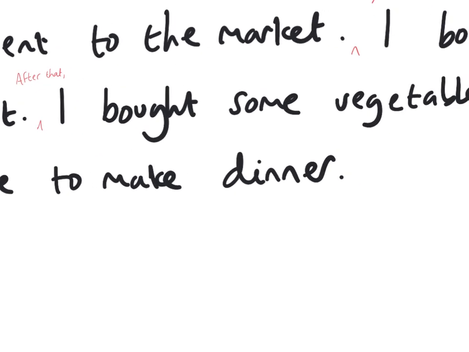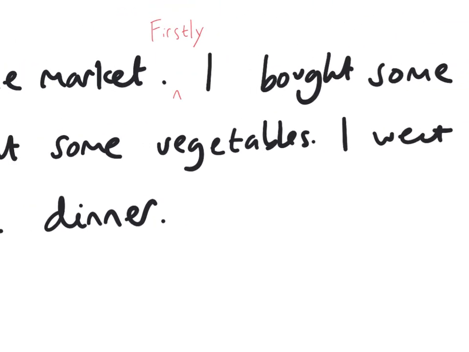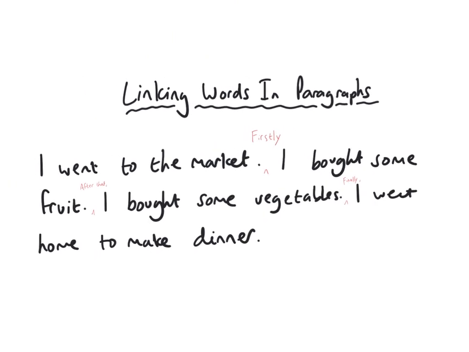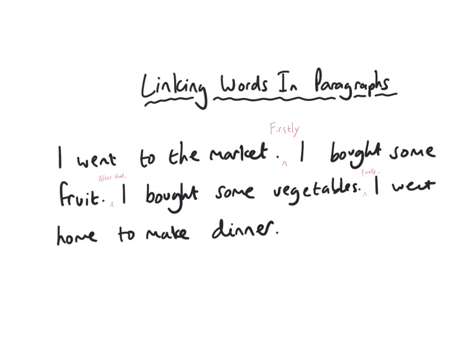And then to finish off with, it says I went home to make dinner. That's the last thing I did, so I think I'm going to write finally. Finally, I went home to make dinner. So now the paragraph flows a lot better. I went to the market. Firstly, I bought some fruit. After that, I bought some vegetables. Finally, I went home to make dinner. So the linking words help the paragraph to flow better.